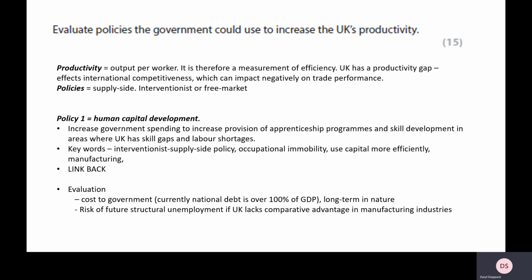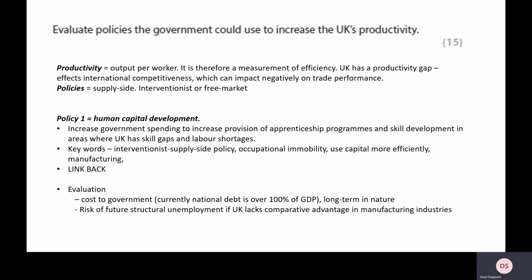All those points might happen, but it's not relevant for this question. I've got to focus on the question requirements. I've literally got to talk about how policies can improve UK productivity. So let me give you this policy, what I could say for it then.